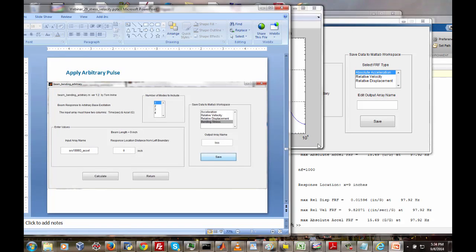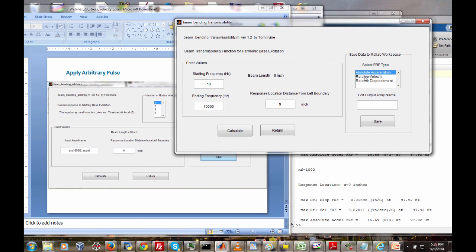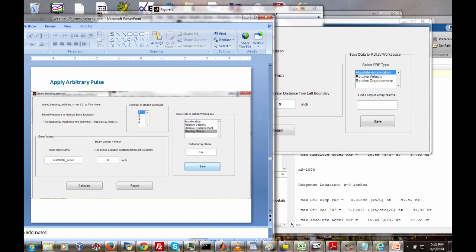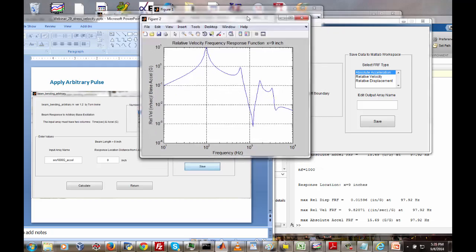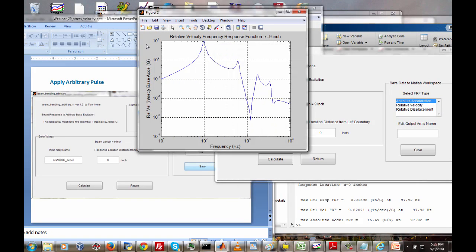So, okay, if you're highly motivated, what you can do is save that acceleration FRF, and you can go into our GUI dialog for doing the half-power bandwidth method. But I'm going to skip over that for now. Oh, and also before we move on, we have a couple other plots. We have a relative velocity frequency response function at the free end. So that's the relative velocity, inches per second divided by base acceleration in g, versus frequency in hertz.